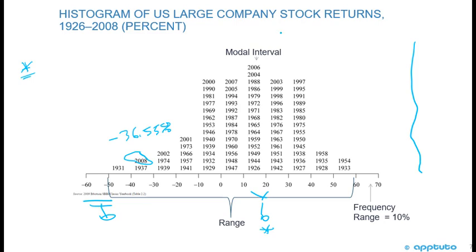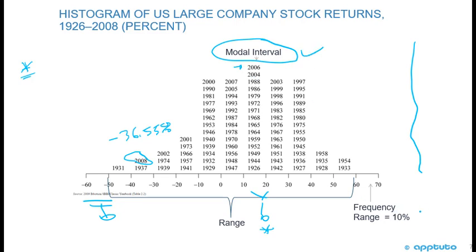And that's probably why when you talk about people's expectations for stock returns, they'll say, yeah, I kind of expect to get 10%, because that's been the most frequent return range historically. And just a quick thing here, we call that the modal interval. That's the range where we've had the most observations. We call that the modal range.